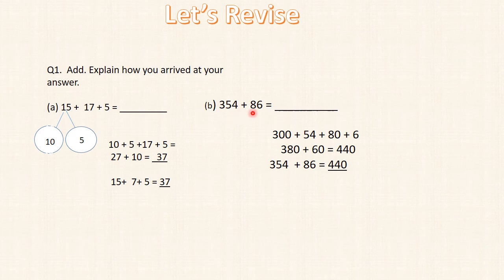In this case, 354 plus 86. What have I done? I have broken 354 into two numbers, 300 and 54, and I have also broken 86 into two numbers, 80 and 6. Now let's add these together. 300, I'm not going to add 354 again. 300 plus 80 is 380. 54 plus 6 is 60. Now let's add this together. 380 plus 60 is 440. So my answer is 440. You can also do it directly and you will get the same answer, 440.